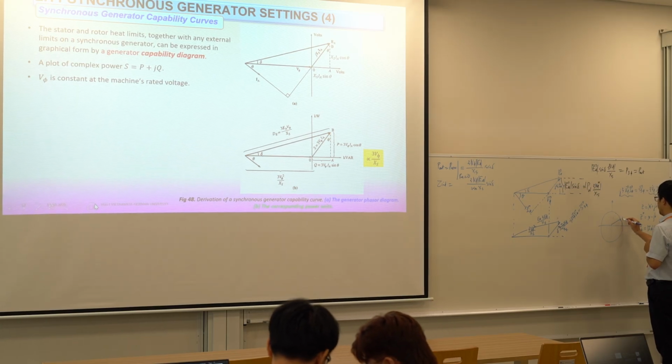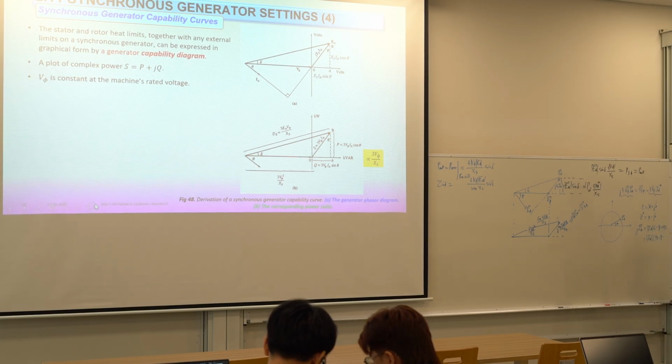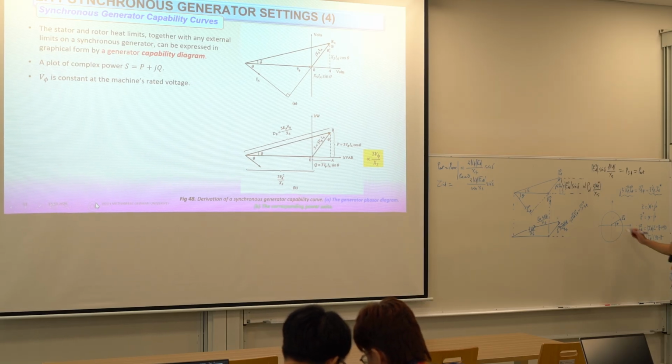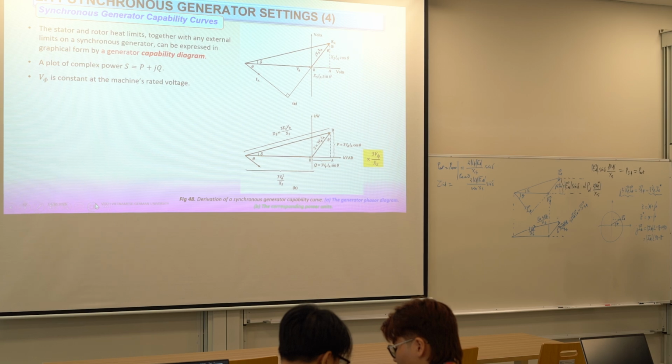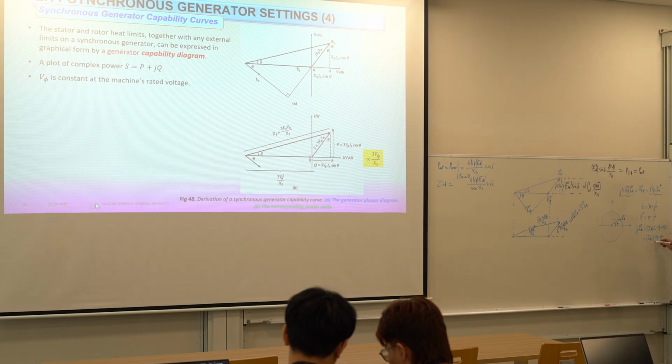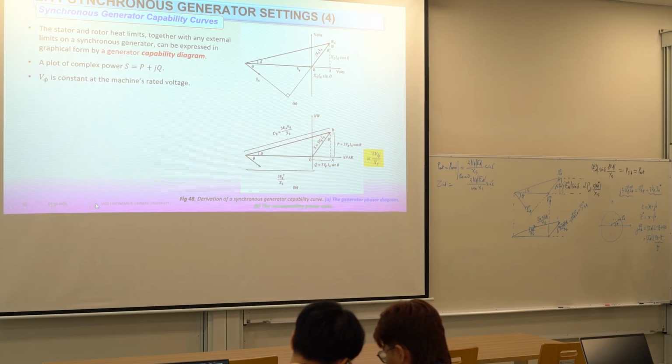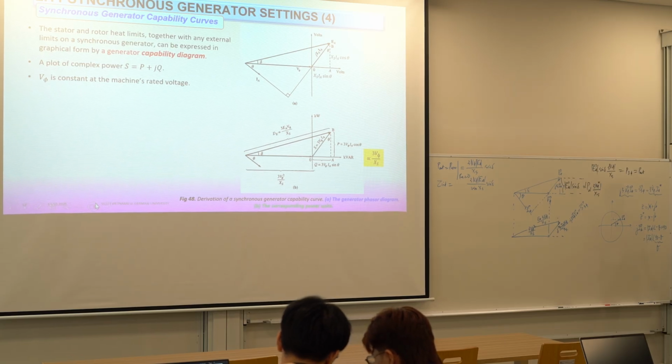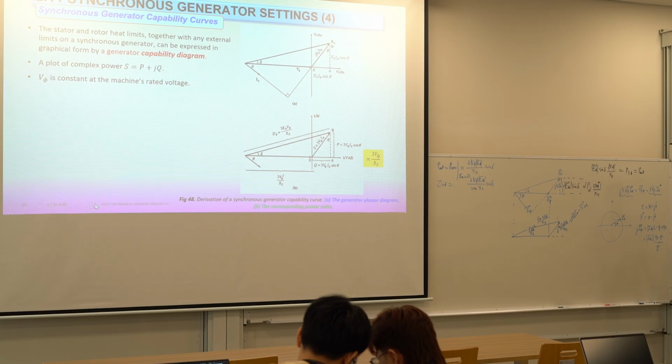I should be here. It is theta. So we get this one. So we need to demonstrate this one becomes theta. This one, we have IA conjugate.